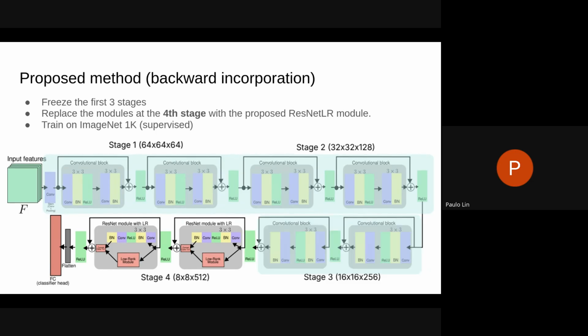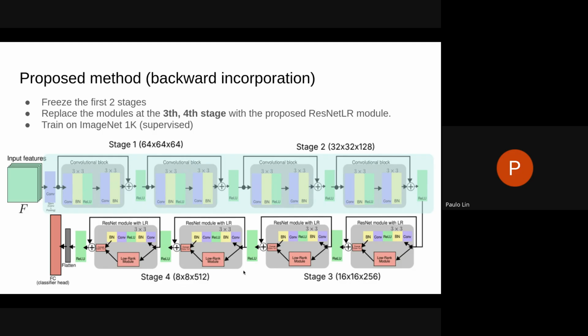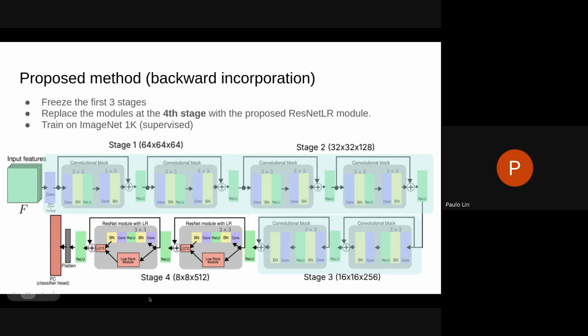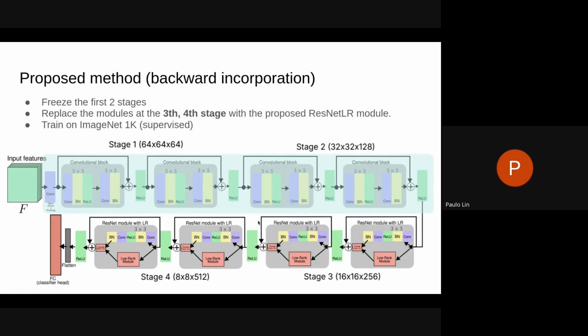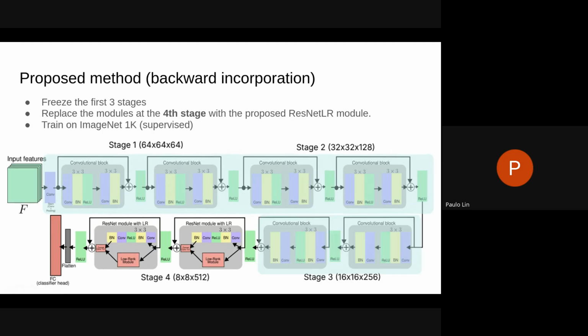In the second experiment, I'm replacing stage 4 and stage 3 and freezing stage 1 and stage 2, to check if the accuracy obtained during this part of the experiments is the same as replacing only the blocks in stage 4. So these are two experimental sets that I'm proposing to verify the functionality of the block.